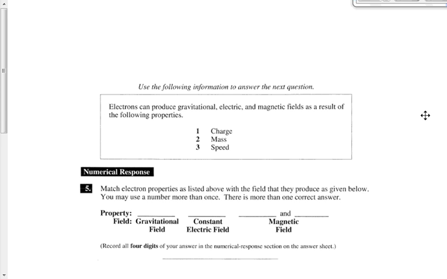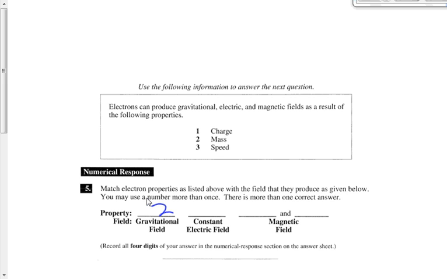Part 3 of our exam starts off in numeric response question number 5. It says, electrons can produce gravity, electric, and magnetic fields as a result of the following properties: charge, mass, and speed. We want to match the electron properties with the field that they produce. Well, mass produces gravity, so we're going to say the first one is 2.